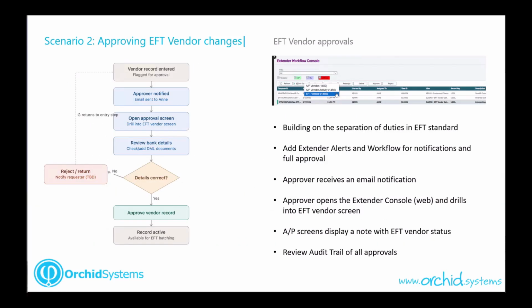Building on the separation of duties in EFT processing, we're going to add extender alerts and workflow for notifications and full approval process. The approver is going to receive an email notification when the change happens. The approver can then drill down from the extender web console to the EFT vendor screens to check the details entered and check against the documentation provided. And then we can also review the notes on the AP screens for the vendor status before and after the approval. And also we can see the audit trail of all the approvals done.